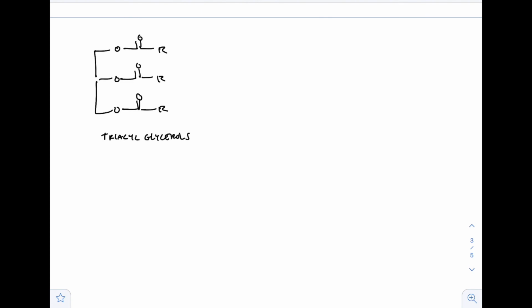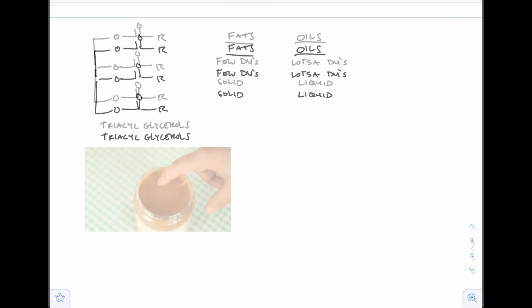Okay, so now we're talking about triacylglycerols. Why would we talk about those? So remember before we talked about fats and we talked about oils, right? Remember that our group for fats had few degrees of unsaturation, meaning it had a lot of hydrogens and not very many, if any, double bonds. Whereas the oils had lots of DUs, and that affected their physical state. So fats were solid and oils were liquid because they had more pi bonds.